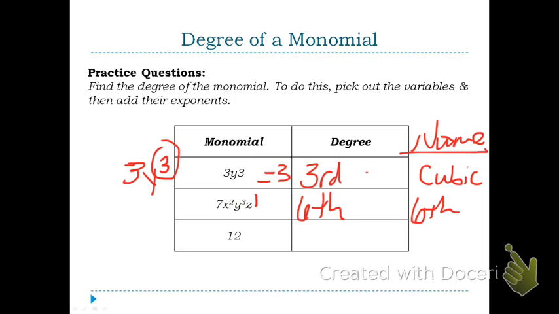In the last example, there's no variables. So you would say it's to the 0 degree. If you were to name it, it would be called a constant. It's not easy writing with a stylus, sorry for the handwriting.